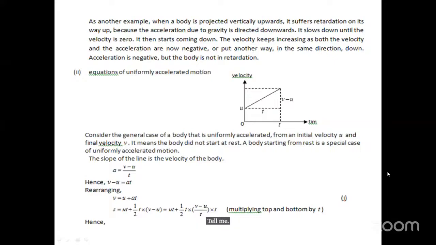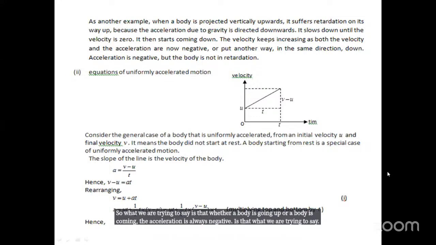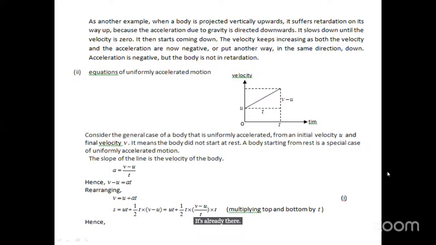So what you're trying to say is that whether a body is going up or a body is coming down, acceleration is always negative. Is that what you're trying to say? It's already there in the last paragraph. Acceleration can never be negative in the magnitude sense you took into consideration in your secondary school. You understand now? When it is going up, it is retardation. I'll be the one to teach you motion under gravity. You see what I'm talking about?